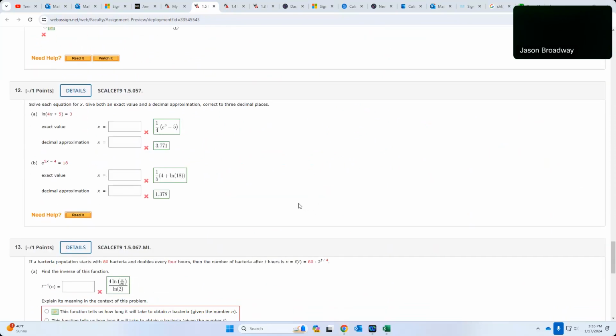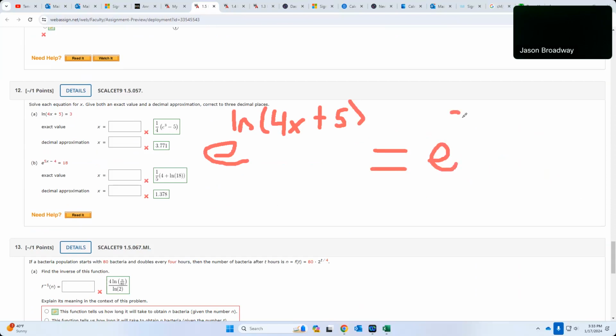Number 12, solve each equation for x. Yeah, you Euler both sides. E to this power equals E to that power. So E to this, E kills the ln compositionally. Not multiplicatively. When I say they kill each other, I'm always talking about composition. So e to this equals e to that. But these compositionally kill. So it's 4x plus 5.